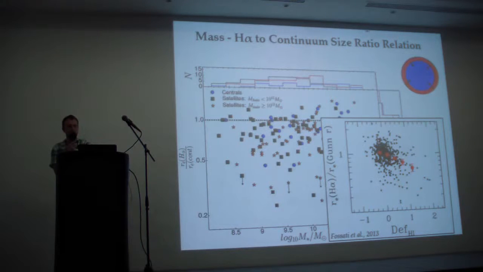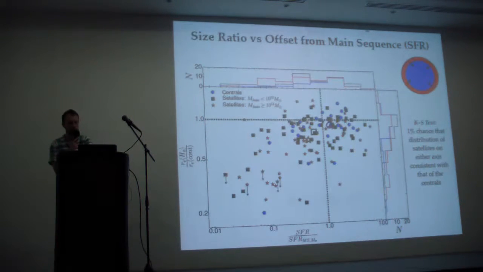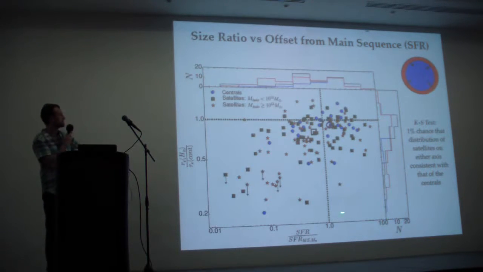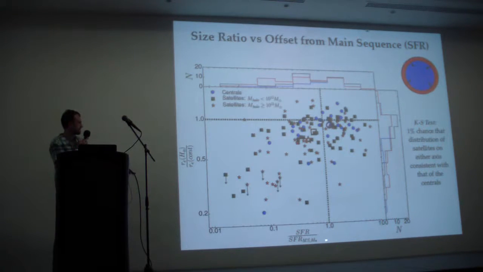So all very consistent with a stripping scenario where the gas is more easily removed from the outer parts of galaxies. And with the HAGGIS data, we can now look at this size ratio as a function of the offset from the main sequence. This is the global star formation rate of the galaxies normalized by the main sequence value, so what the typical star formation rate should be for a galaxy of their stellar mass. And you see clearly this correlation tells you that the galaxies below the main sequence are also more compact in their H alpha emission. So the star formation is more easily suppressed in the outside of the galaxy.